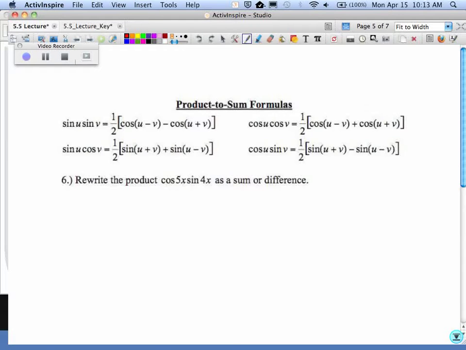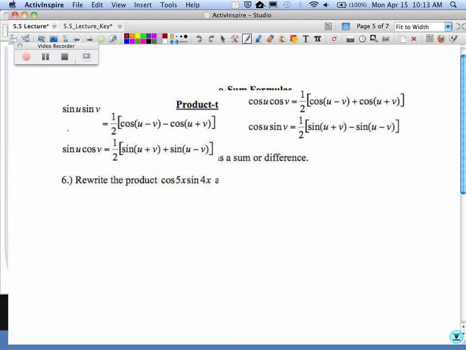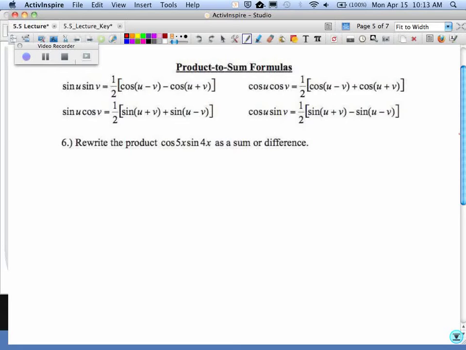These are the boxes. We'll look at your formula sheet. There are two boxes: sums to products and products to sums. The first one we're going to work on is product to sums. You're taking trig functions that are being multiplied and spreading them out into different sums or differences. So all you're doing is following the pattern.